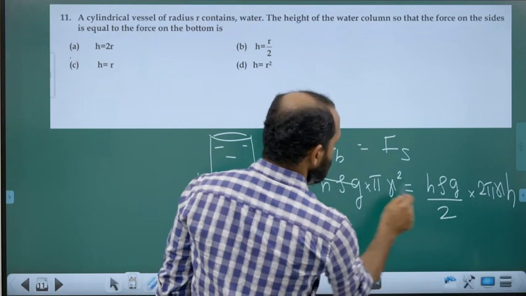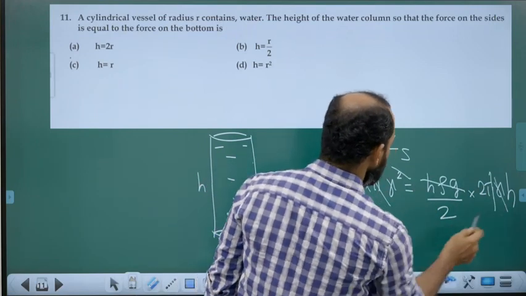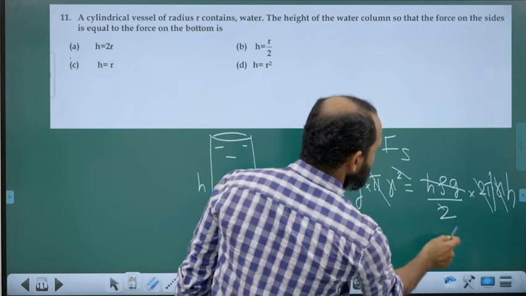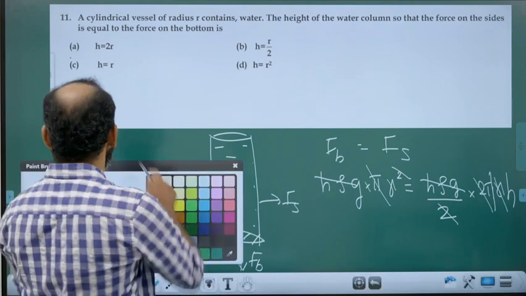Okay. Now H rho G can be cancelled. Pi can be cancelled, one r can be cancelled, and these 2 cancel here, so you get H is equal to R. So option C is the right choice.